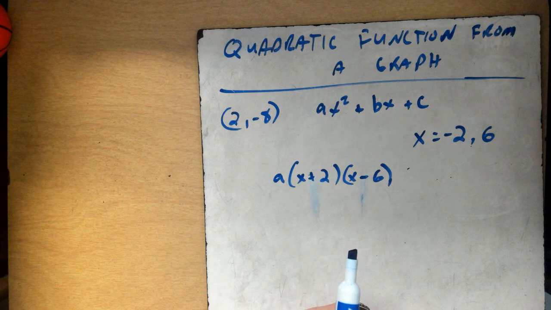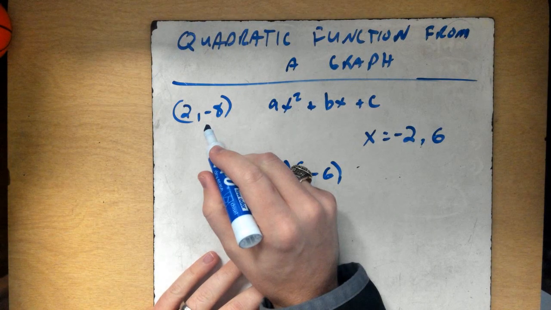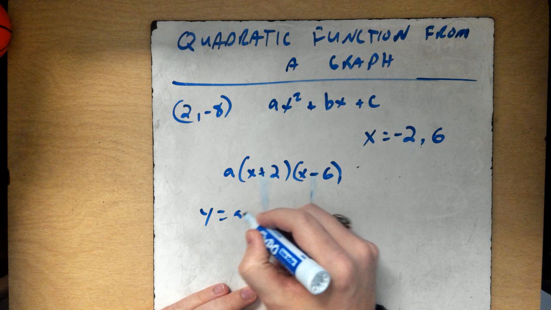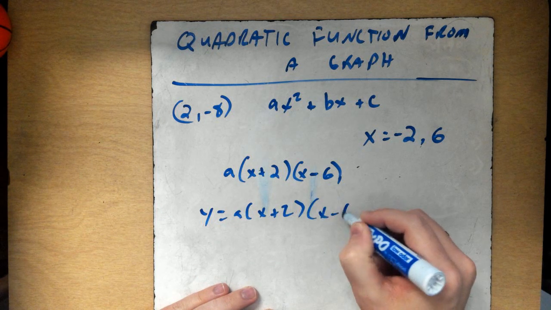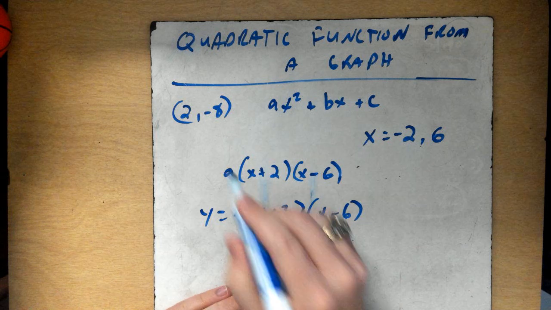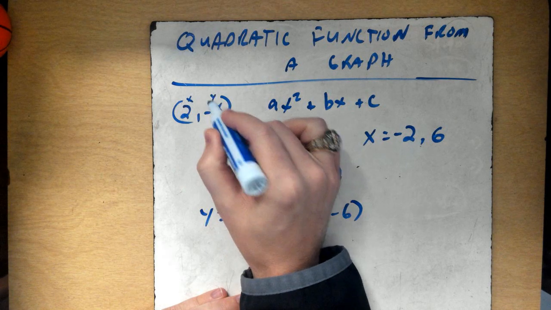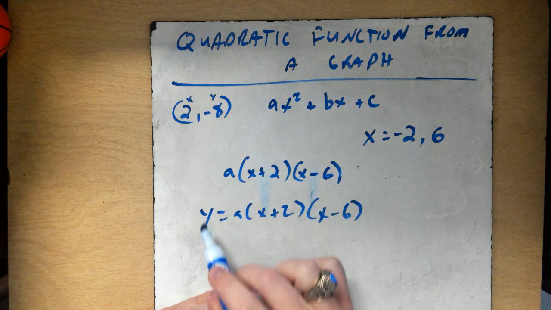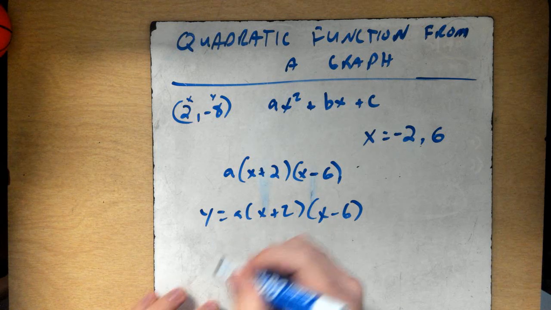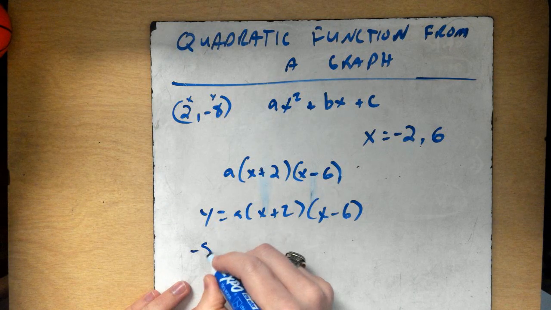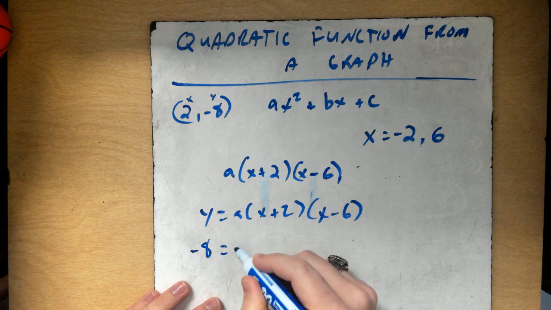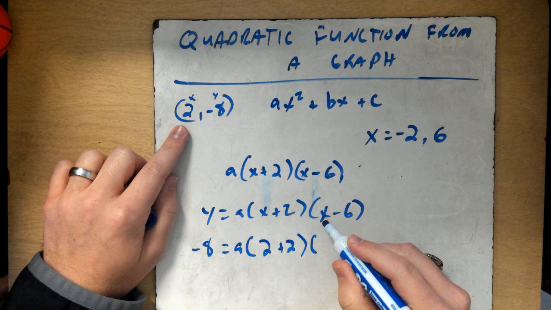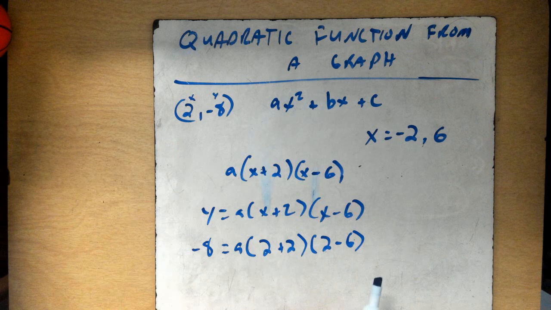Now, I'm going to get rid of this for a sec. Now I'm going to plug this into my equation down here. So my equation is going to be y equals a times (x plus 2)(x minus 6). I'm going to plug the 2 in for both x's, and my -8 in for the y, and I'm going to solve for my a. So -8 equals a, parentheses, 2 plus 2, and then 2 minus 6. Okay?